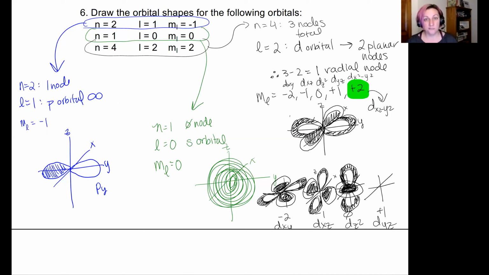All right, last one, dyz. So that's going to be between the z and the y axis, and it's going to go right in between them like this. And we'll color it in, and we'll put in our radial node. So those are the 5 possibilities for the d orbital with a radial node.